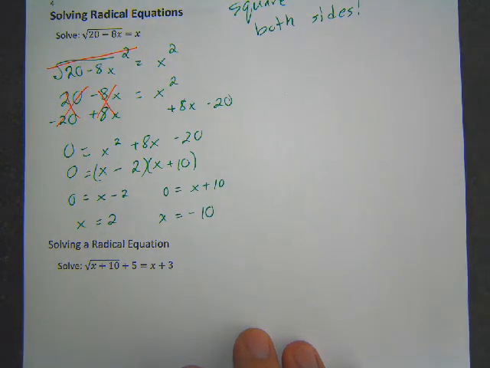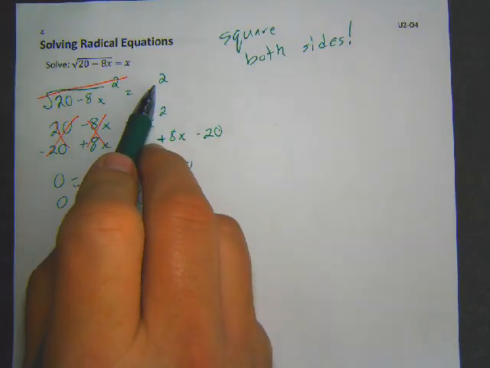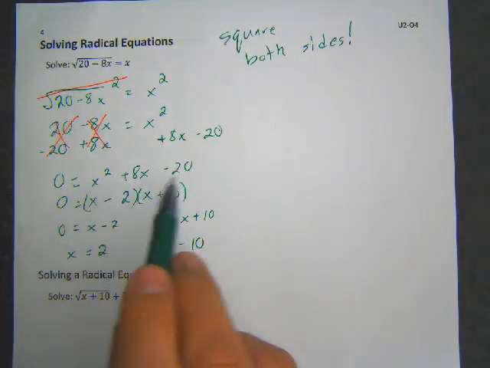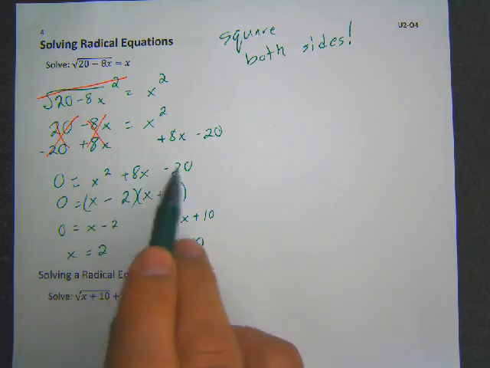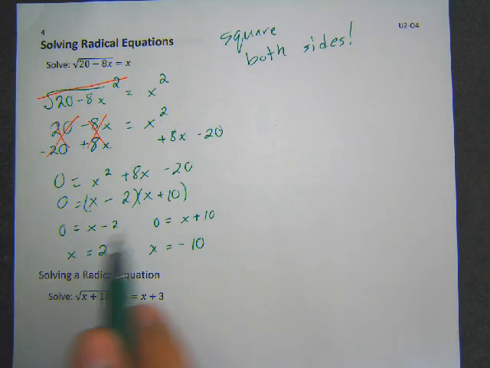Okay, that's it for solving these. So all you have to do is square both sides and then just solve the equation that's left. A lot of times the equation that's left will be a quadratic. That happens a lot with these. When you square both sides, you end up making a lot of quadratics. And once you get that, you'll get your 2 answers.